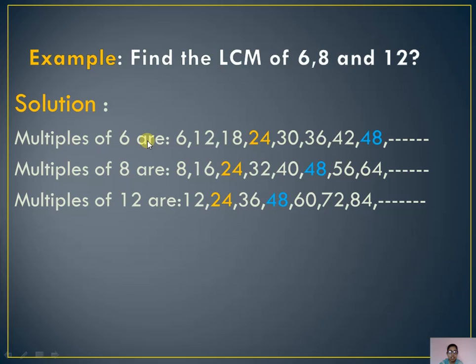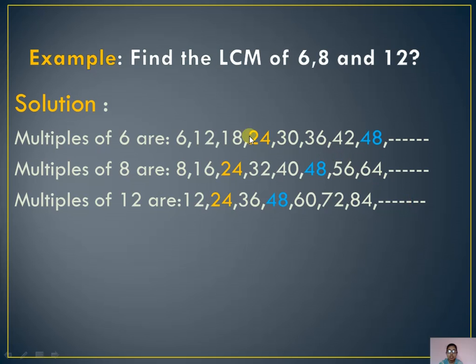multiples of 6 are 6, 12, 18, 24, 30, 36, 42, 48 and so on. Multiples of 8 are 8, 16, 24, 32, 40, 48, 56, 64 and so on. And multiples of 12 are 12, 24, 36, 48, 60, 72, 84 and so on.